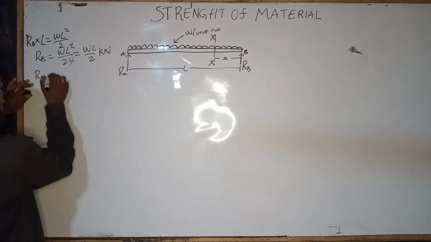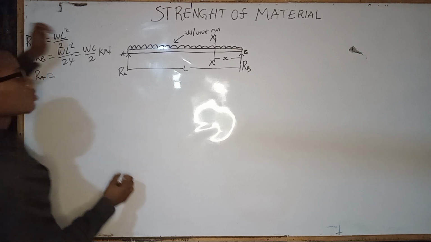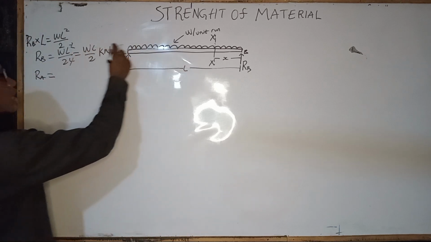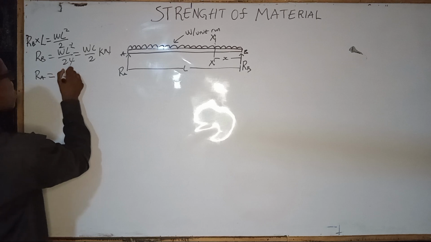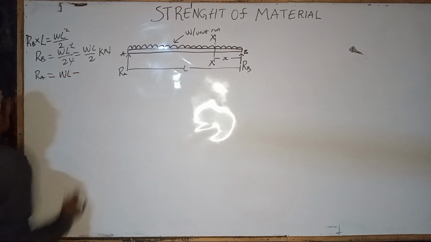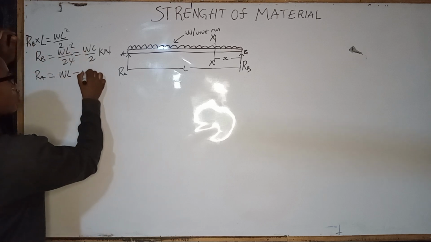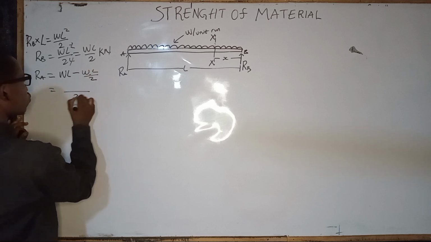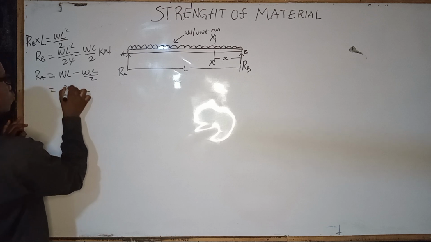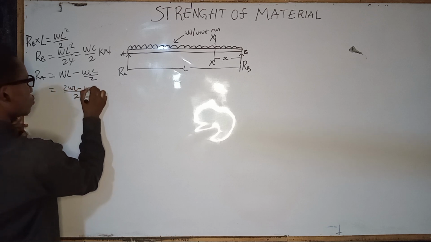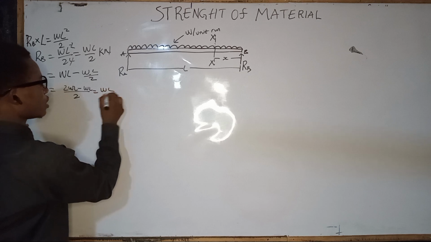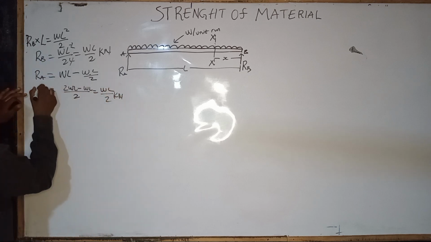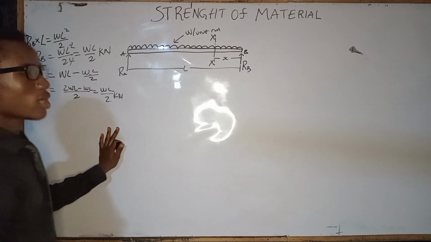Our reaction at A is the total shearing force minus the reaction at B. The total shearing force is WL, minus our reaction at B, which is WL over 2. Collecting like terms, we have 2WL minus WL over 2, which eventually gives us WL over 2 kilonewton. So that is our reaction at A and our reaction at B.